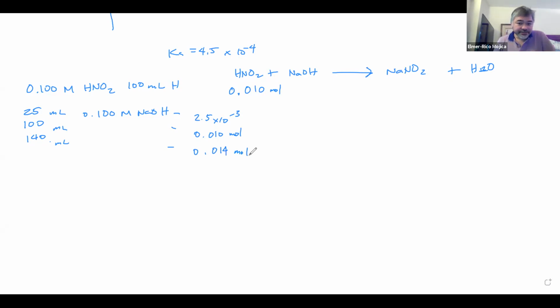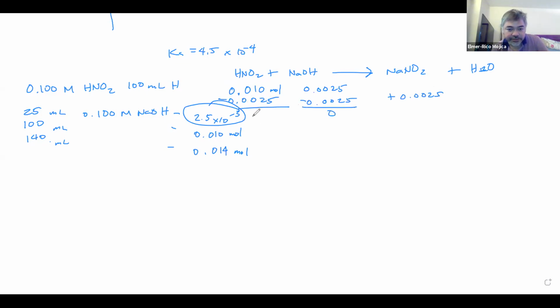Okay. So at the beginning, you can just deal with this one. So the typical reaction happened. So which one will react here? 0.01 minus 0.0025, and then you form 0.0025. So in the end, you will not have this, but you will have this what? 0.0075. Does that make sense? And this one will be 0.0025. So what will be the pH when you have that?